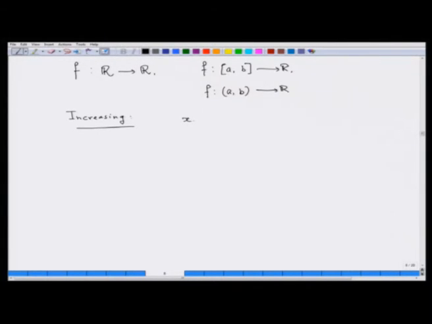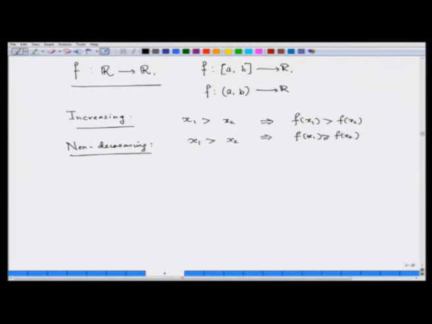So, if I take a function from real numbers to real numbers, R to R, and I take x1 bigger than x2, whenever this happens, if I have f of x1 strictly bigger than f of x2, I say that the function is increasing. There is also a concept called non-decreasing, which says that if x1 is strictly bigger than x2, the function value at x1 can be strictly bigger than f of x2, or can remain the same.